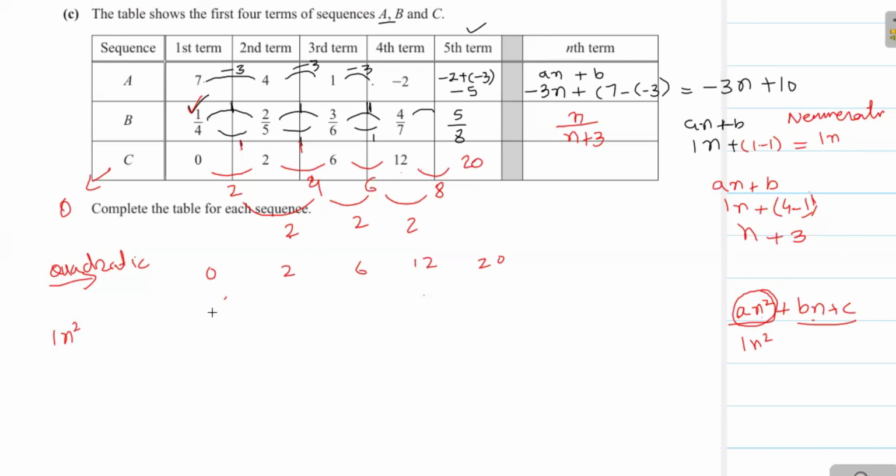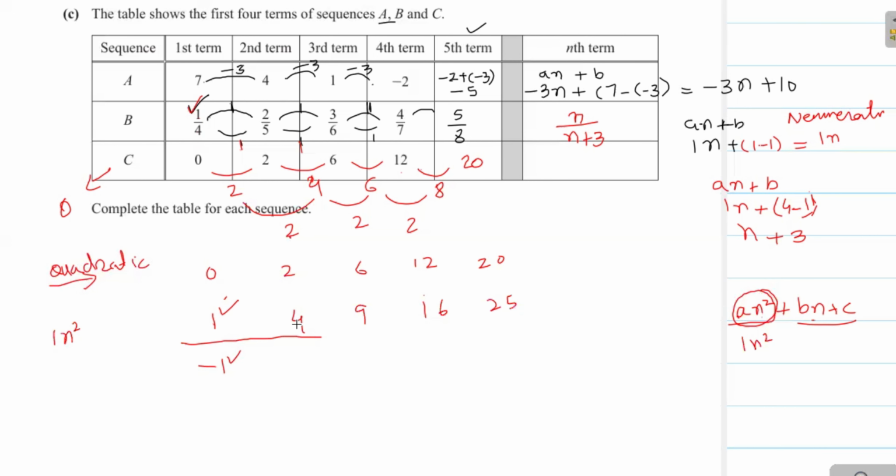The values of 1 n square will be 1, 4, 9, 16, 25. We will add the values in this sequence to get the original sequence. Look here, what value do we add to get 0? When we take the difference 0 minus 1, this is the value we add: when 1 in 1 we get 0.